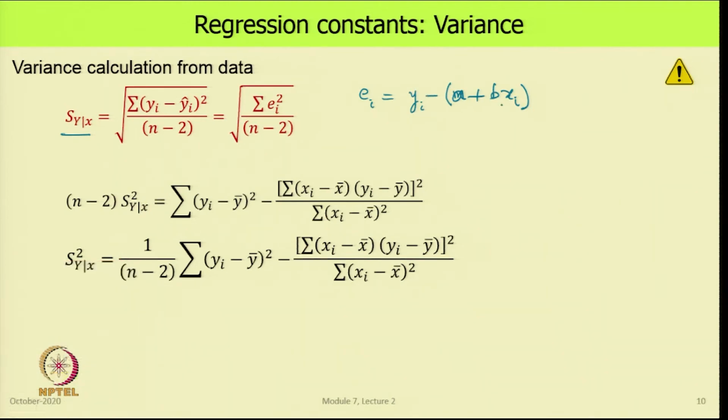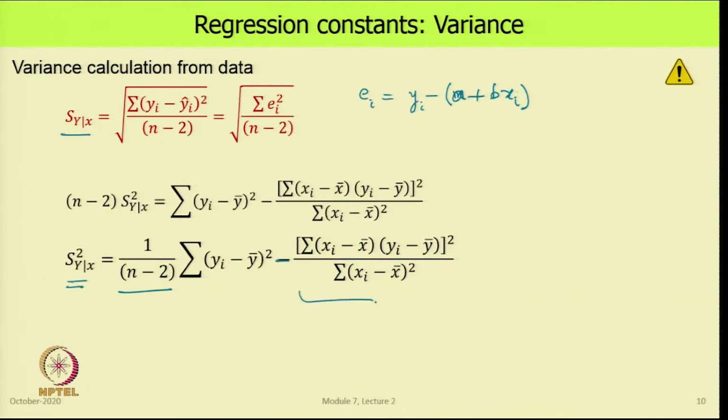Yeah, y i minus y hat, which is what we had here. So, this is y i minus A plus B x i, and the y i, x i values are known to us, A and B have been calculated. So, we can calculate this term, but we can further simplify it in terms of various summations, and this is the relation that we get: S y x square is 1 over n minus 2 summation of y i minus y bar square, minus summation x i minus x bar into y i minus y bar, square, upon summation x i minus x bar square.